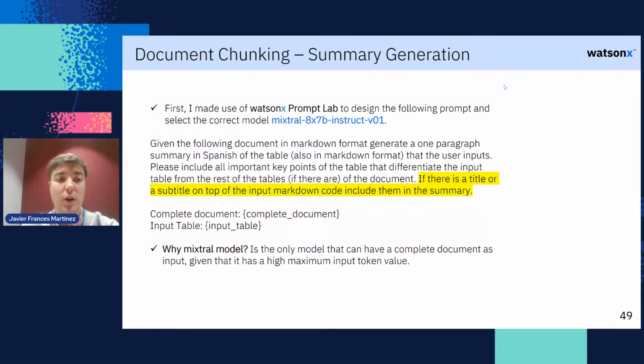And of course, if there is a title or a subtitle, please include them, because we have seen that titles and subtitles of tables usually contain a lot of semantic meaning. And then we provide the complete document in Markdown format, so not the PDF, and the input table also in Markdown format. And we will execute this for every table that we see in the pre-processing. And why Mixtral model? We have selected Mixtral because it's the only model that has a big enough context size window in order to input both the complete document and the input table.